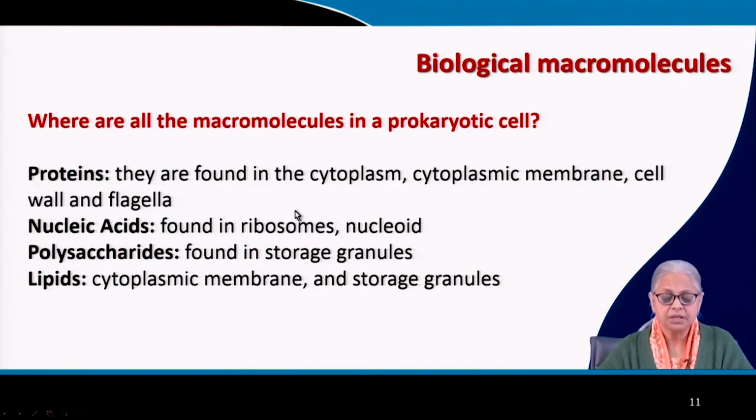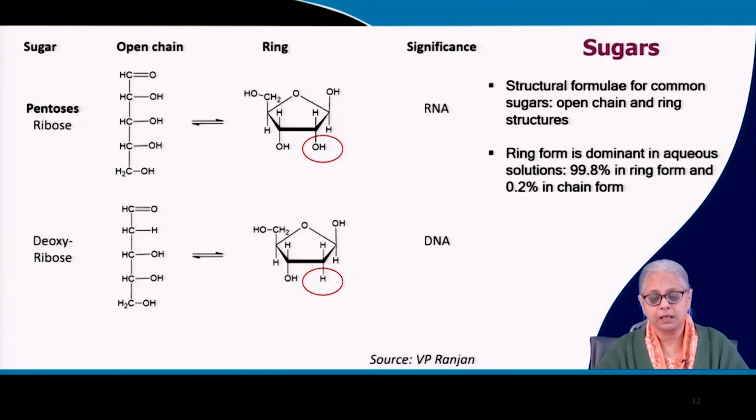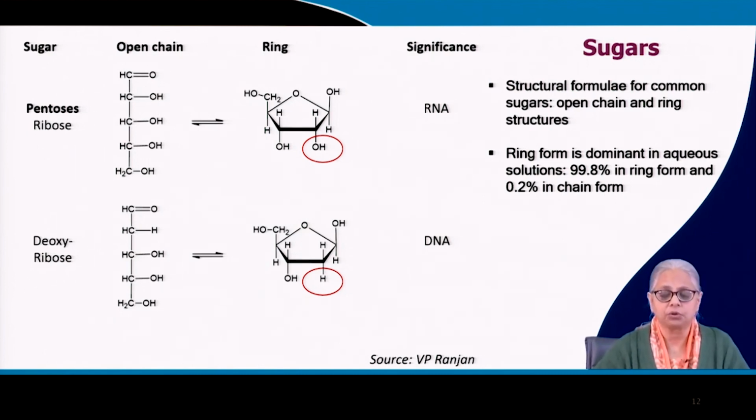The nucleic acids are found in the ribosomes and in the nuclear region or the nucleoid, and the polysaccharides are found in storage granules, and the lipids are distributed in the cytoplasmic membrane as well as in the storage granules. So like I said, let's take a look at some details. We will take a look at each of the monomeric units and how they form polymers and what is the nature of those polymers.